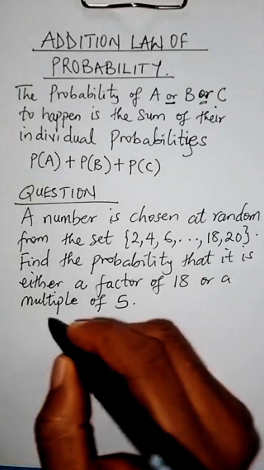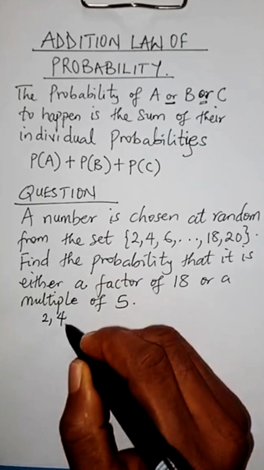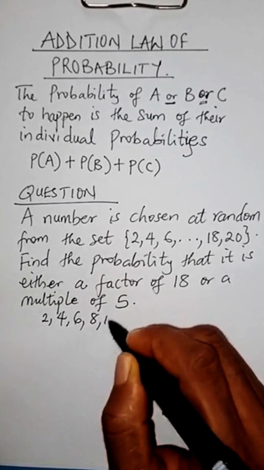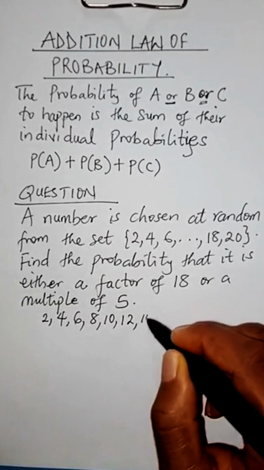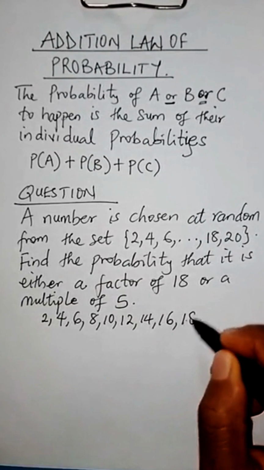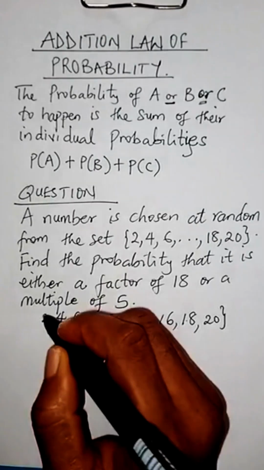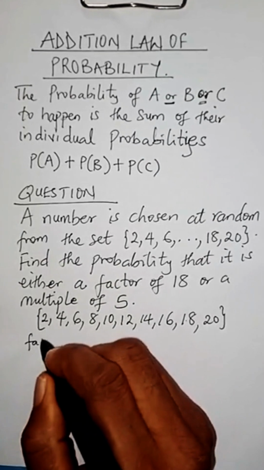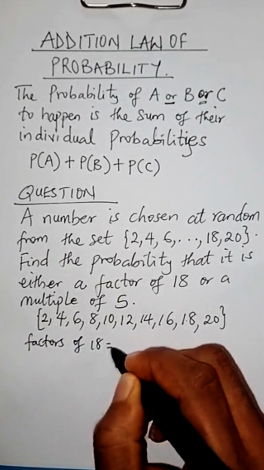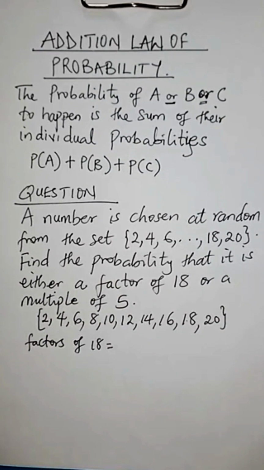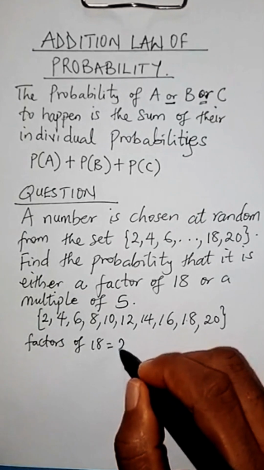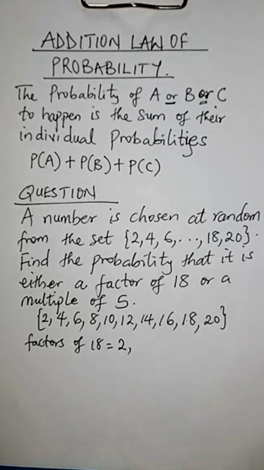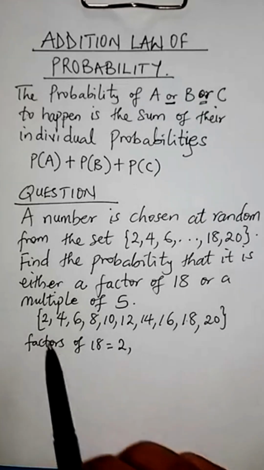The complete set of numbers are 2, 4, 6, 8, 10, 12, 14, 16, 18, and 20. So they are all even numbers. Once you've done that, the next step is to write out the factors of 18. So what are the factors of 18? Now remember what a factor is: a number that can divide a given number without a remainder. The factors of 18 are 2. Now remember, the factors of 18 can be numbers outside the set.